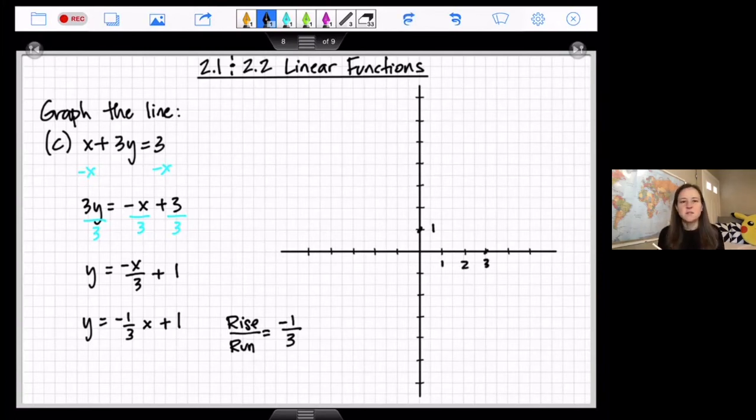I could also think of that slope as being a +1 over a -3. If I wanted to, I could go up 1 and to the left 3 instead. So I could go up 1 to 2 and then to the left 1, 2, 3. And then draw myself a straight line through all those points I've got.